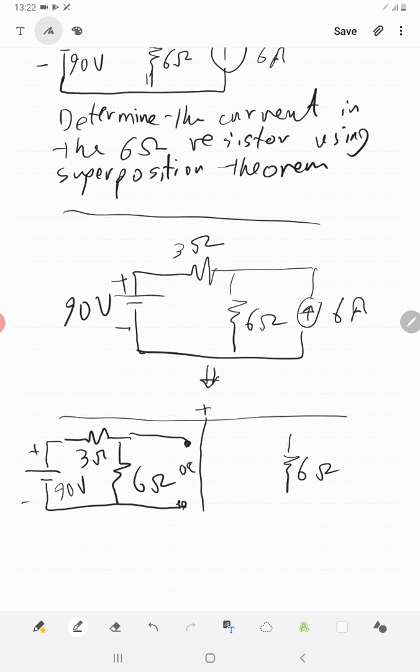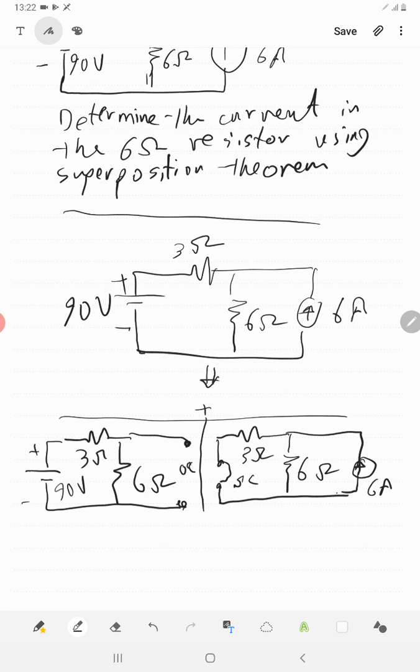So this circuit plus the other circuit: 6 ohms, 3 ohms, and we have here 6 amps, and a short circuit here. So we have 2 individual circuits because we have 2 sources, 90 volts and 6 amps source. Each circuit must have only a single source. So this circuit has the 90 volt source, the other source is removed, so we make an open circuit because it's a current source.